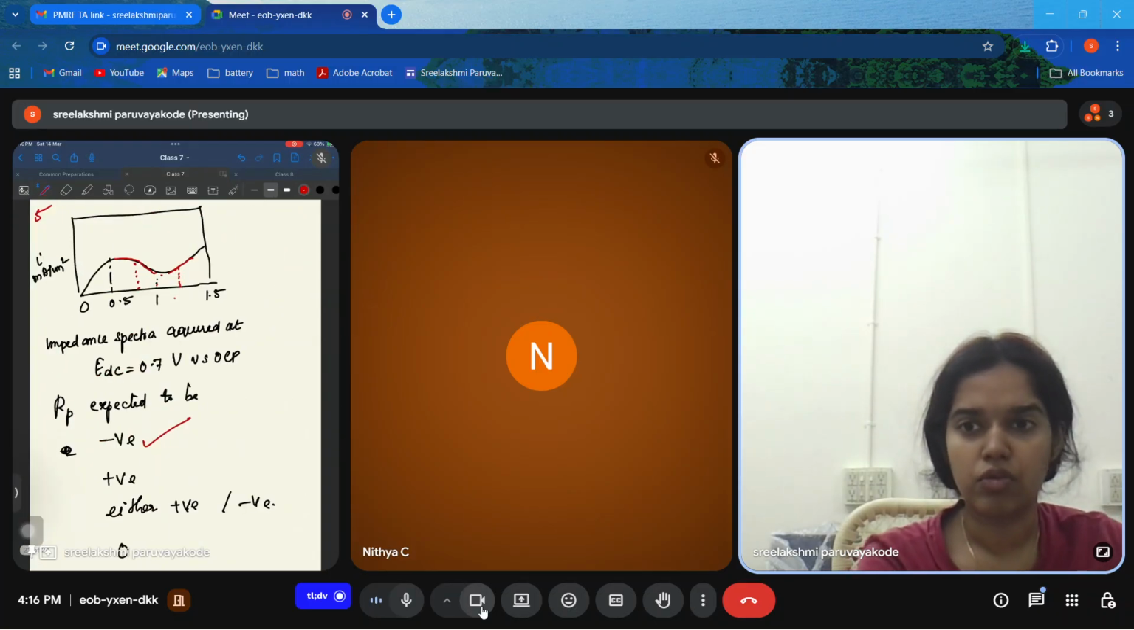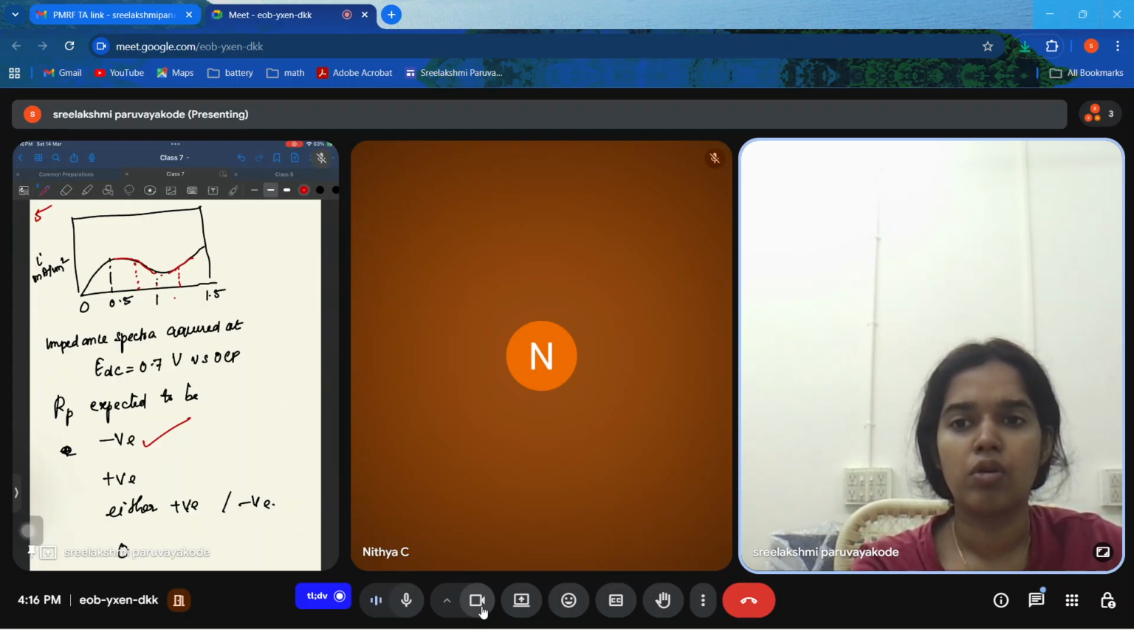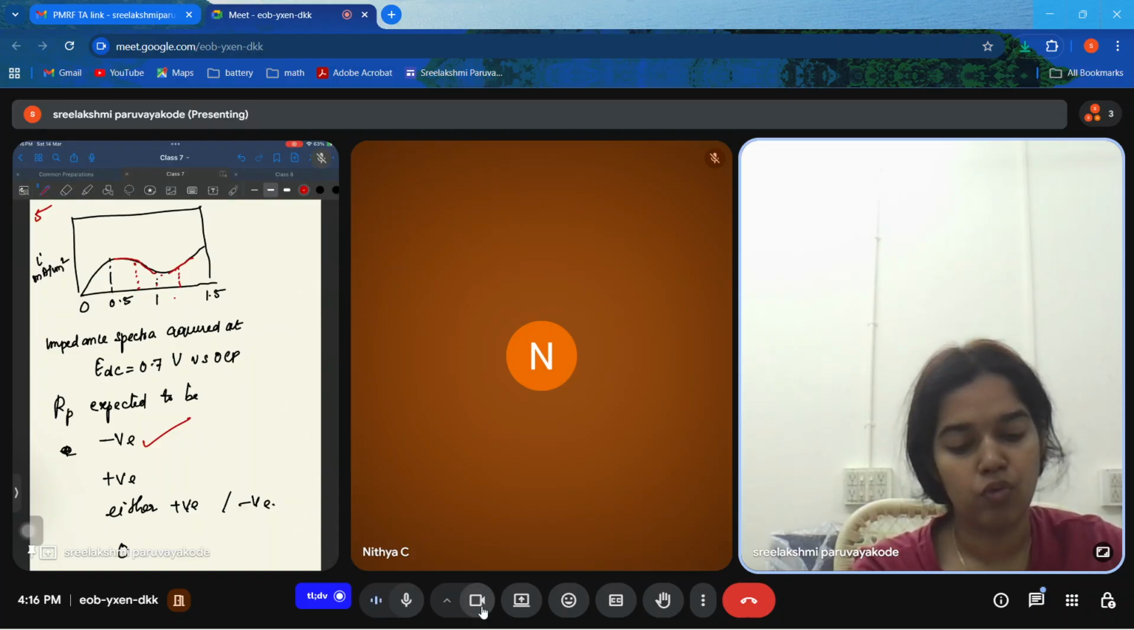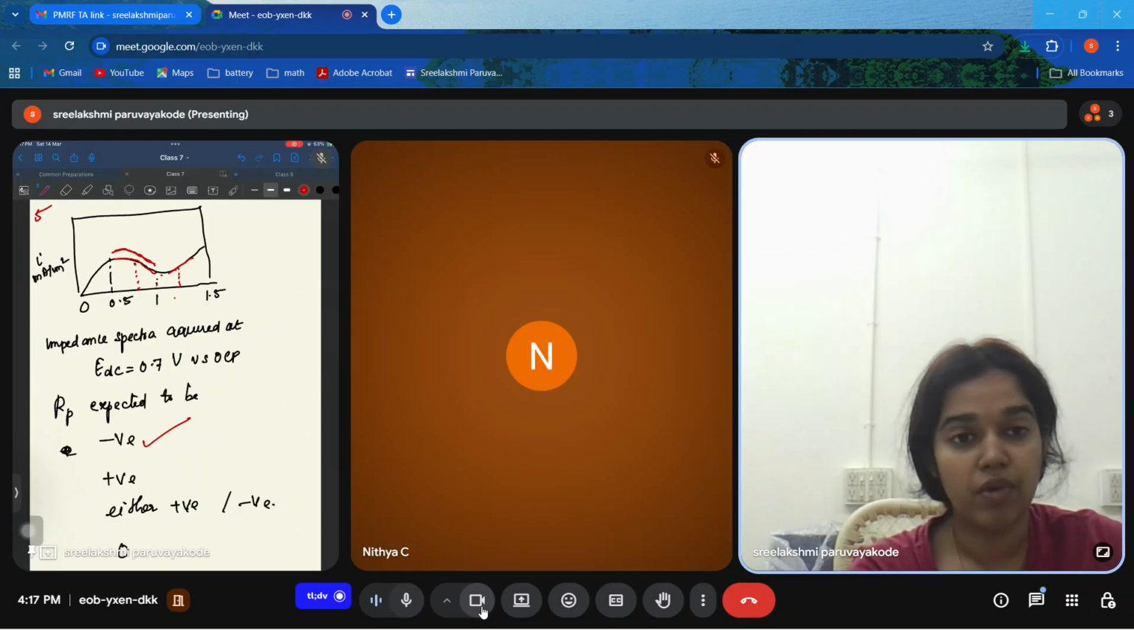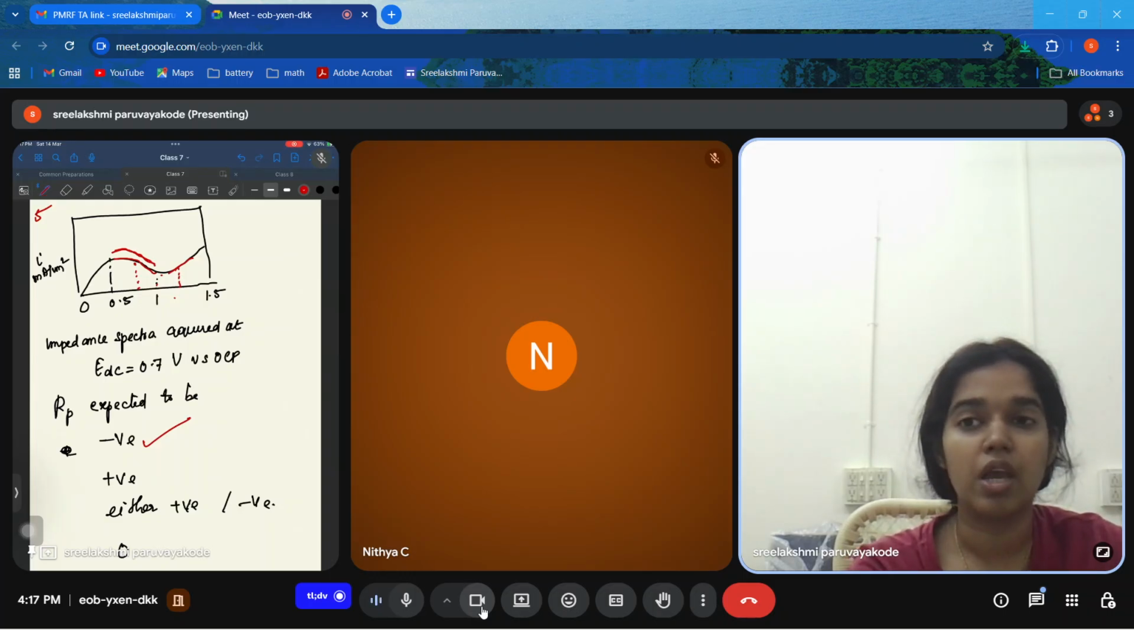So the next question was, you're given an impedance spectra, you have a DC potential, and you needed to know what will be the RP value expected to be at 0.7 volt. So we know impedance, we are taking differential impedance. So 0.7 volt is something less than 1 volt. In this region, you see that the impedance is reducing. I mean, current reduces with applied potential. So when you're taking the differential impedance, you are expecting the RP value to be negative because it is a negative slope.